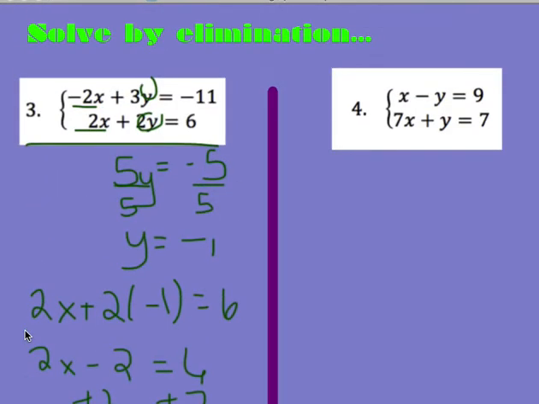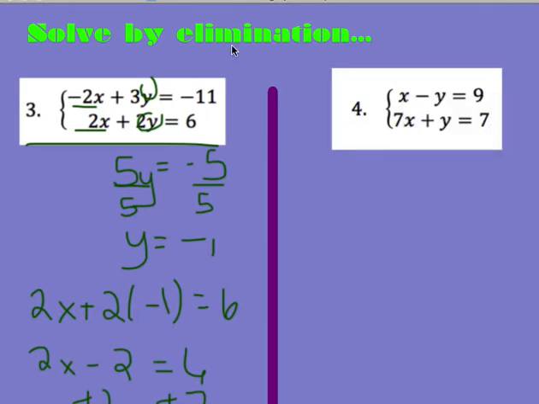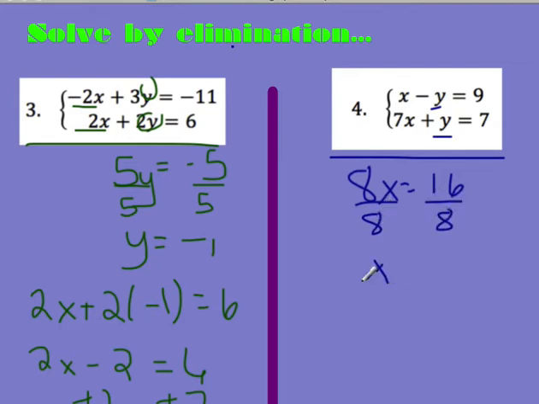Next, let's take a look at number 4. So for number 4, I noticed that my y's have the same number with opposite signs. So I can go ahead and add down the columns. So x plus 7x is going to give me 8x. 9 plus 7 is going to give me 16. So now that 8 is being multiplied by the x, I can divide both sides by 8. 16 divided by 8 is going to give me 2.